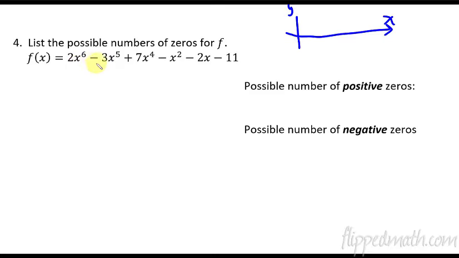This is positive, this is negative. So that right there is one sign change. This term is negative, this term is positive, so there is another sign change. And then the next one is negative, so there's another sign change.